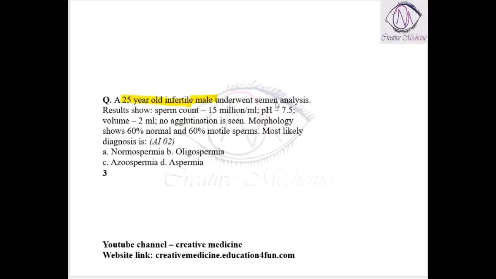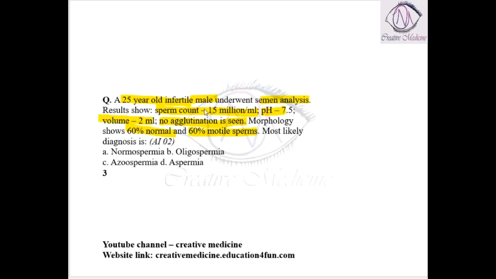A 25-year-old infertile male underwent semen analysis. The results show sperm count to be 15 million per ml, pH is 7.5, and volume is 2 milliliters. No agglutination is seen. Morphology is 60% normal and 60% of sperms are motile. What is the most likely diagnosis?